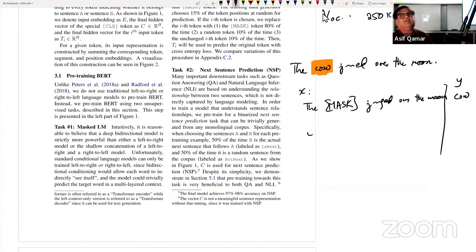So if you do that, can you create a loss function? What is the loss function? It becomes a classification problem, isn't it? What is the loss function for a classification problem? Negative log likelihood, right?